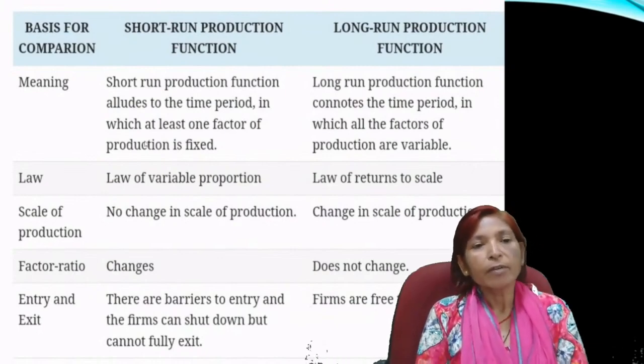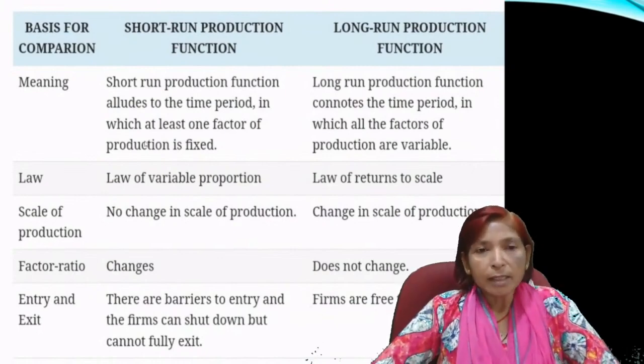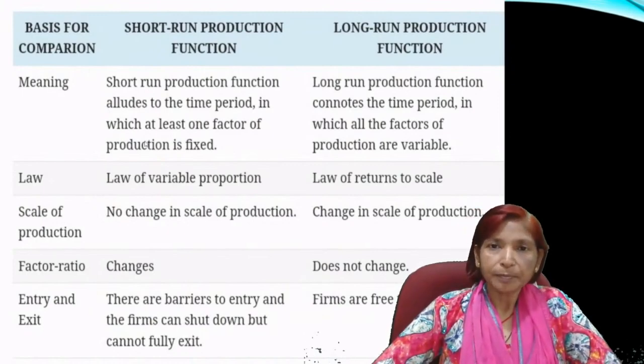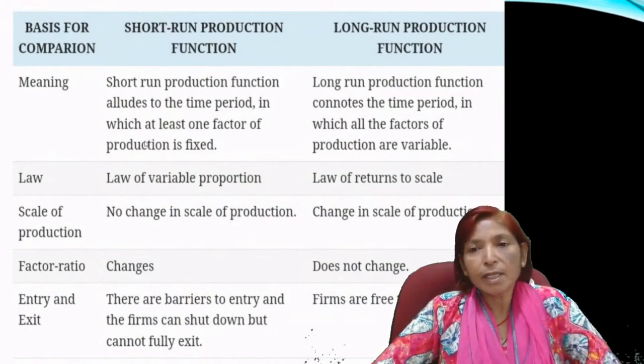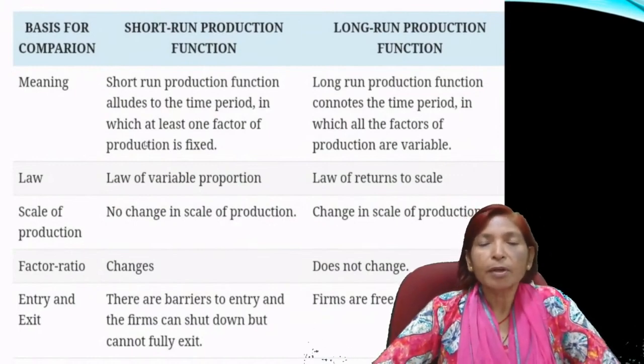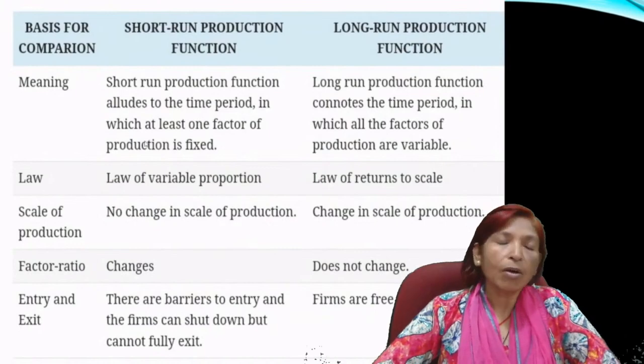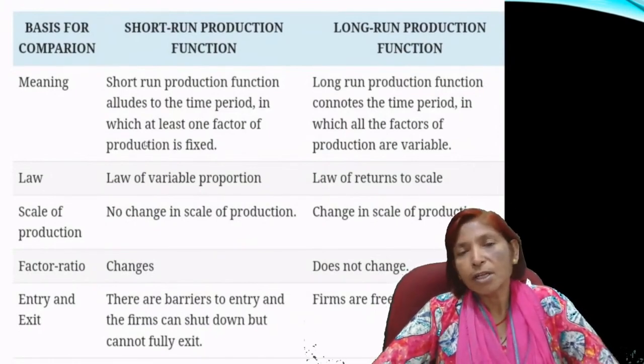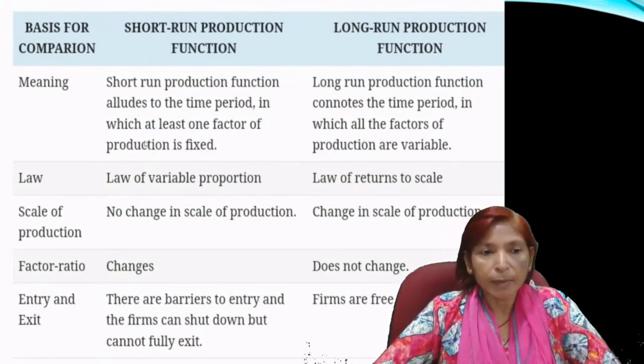So the short run production function is related to the short time period where only one factor is variable and other factors are fixed. And in the long run production function, when all the factors of production can change easily, or all the factors of production are variable, then the long run production function or returns to scale law will be applicable.